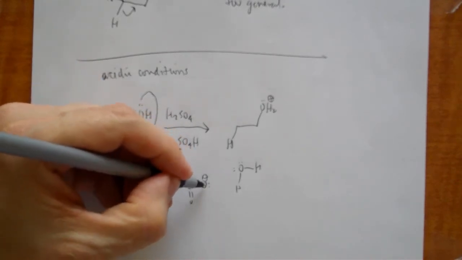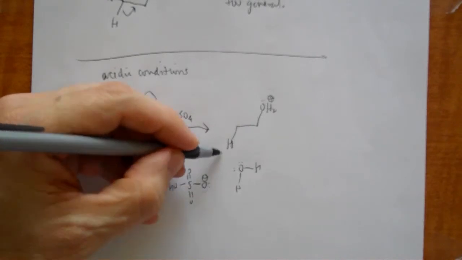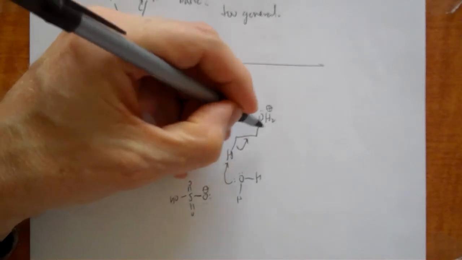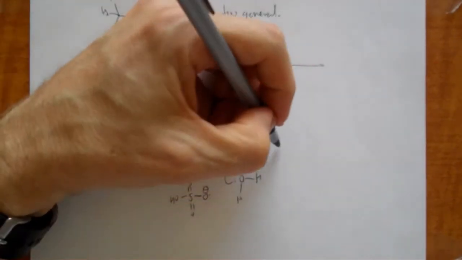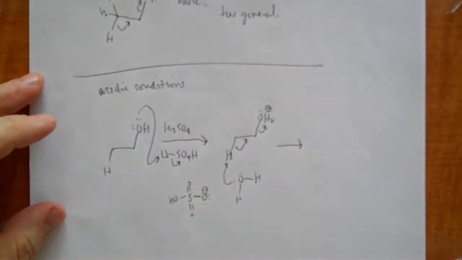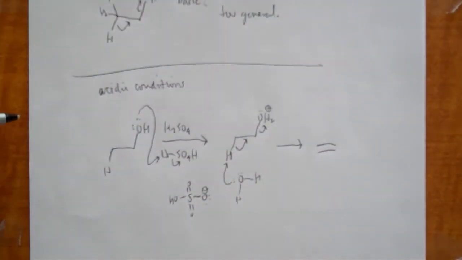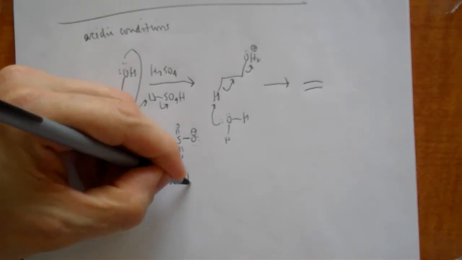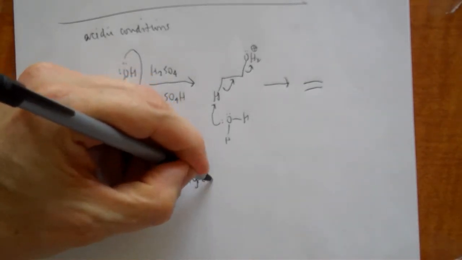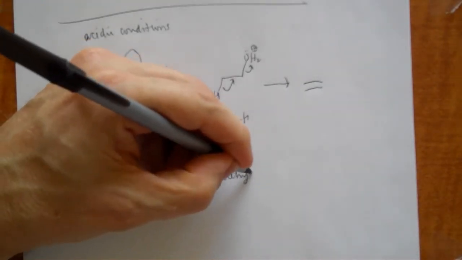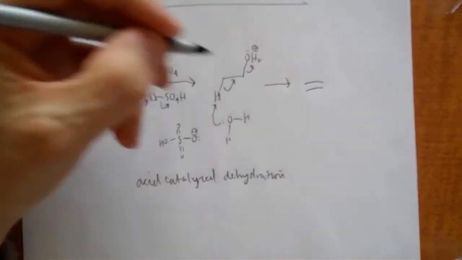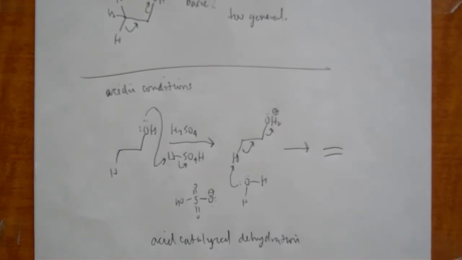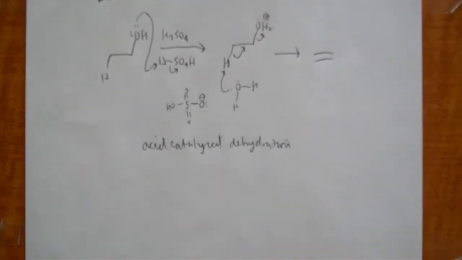or HSO4 minus, bisulfate, okay? So sometimes she'll use that. In this case, in this chapter, she's going to use water, which I think is correct. And that goes there, and that goes there. And this is your alkene. Okay? So this is acid catalyzed dehydration. And then a very similar reaction happens on page 498.